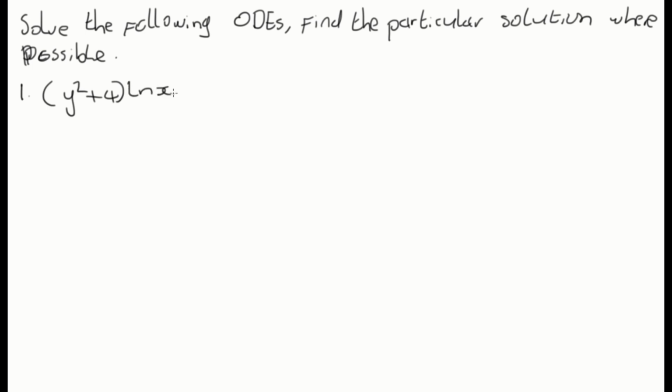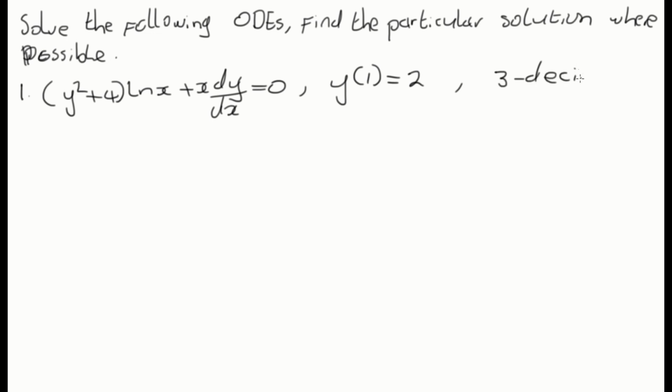So it's a ln x, it's a plus x, dy dx is equal to 0. Then they give us a condition here, y(1) is equal to 2. They assume there is a statement here, say leave answer in 3 decimal places. Let me just say 3 decimals. I'll just make it short.